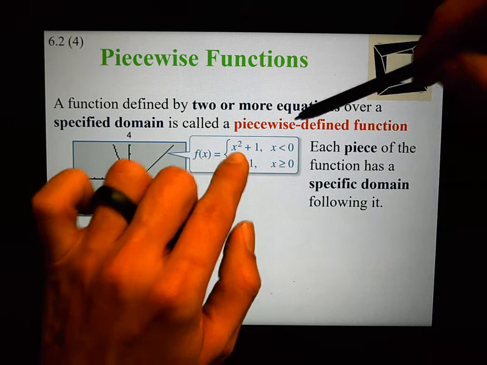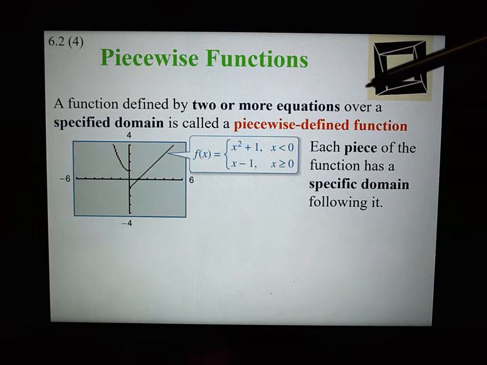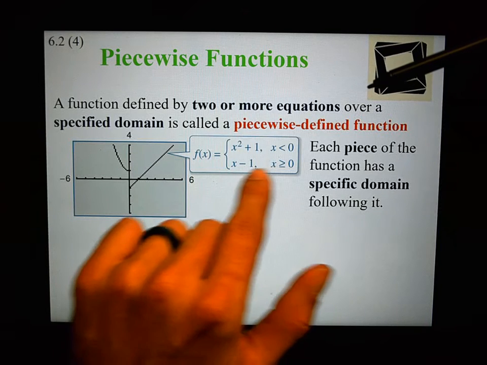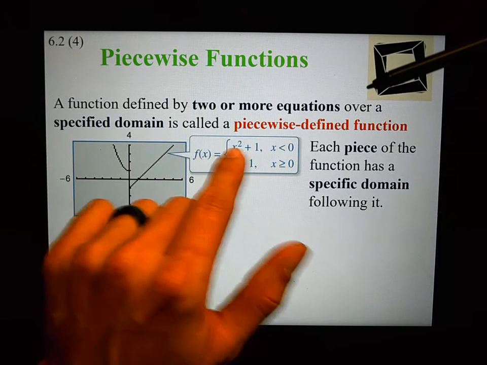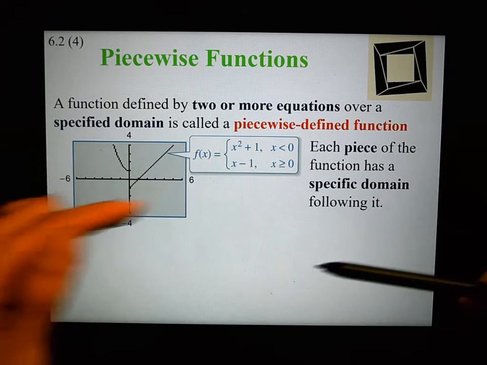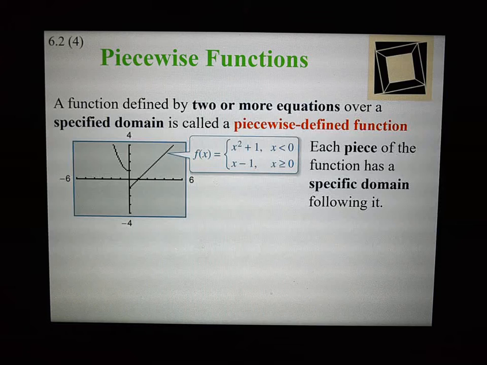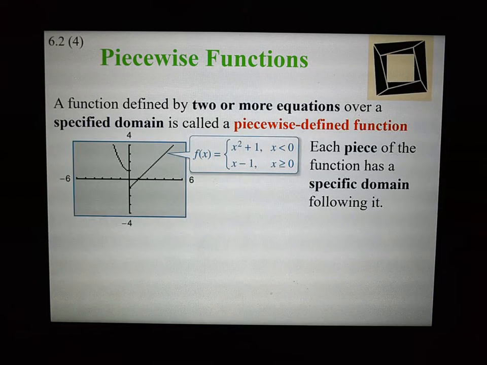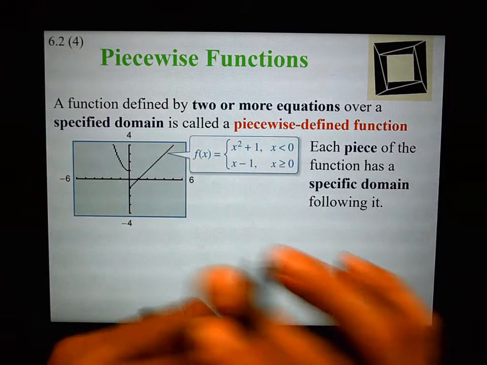What we're doing now is we're saying we're going to use this function for this domain, and we're going to use this function for this domain, and the function f of x is going to be made up of this piece with that domain and that piece with that domain, creating this gigantic function. That's what a piecewise function is. It is a function made up of different pieces defined by a different domain.